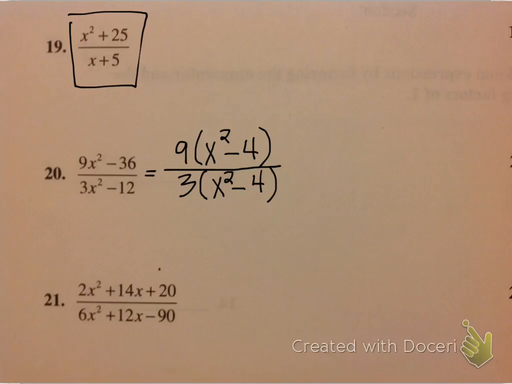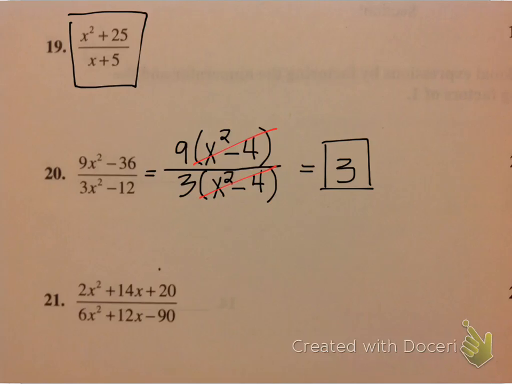So I can go ahead and just take care of this in one step, because now I have x squared minus 4 over x squared minus 4. Even though it will break down, I don't have to break it down any further because they're going to cancel with one another. And then I'm left with 9 over 3. Well, that's easy. 9 divided by 3 is simply 3.